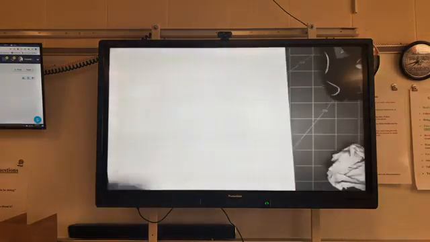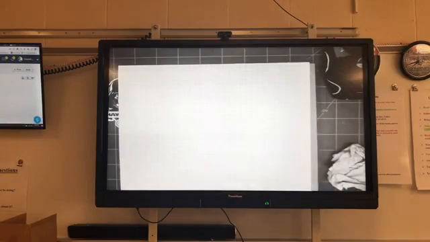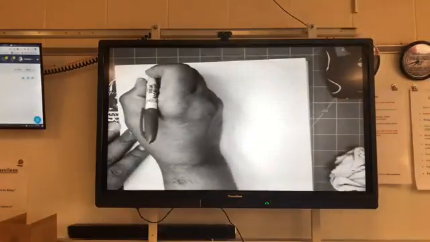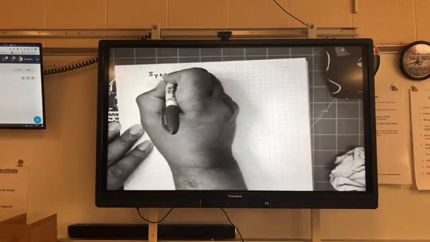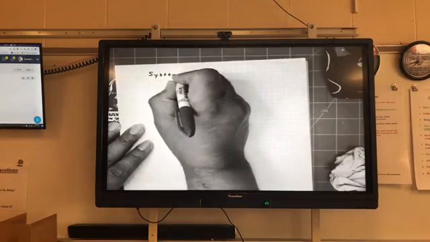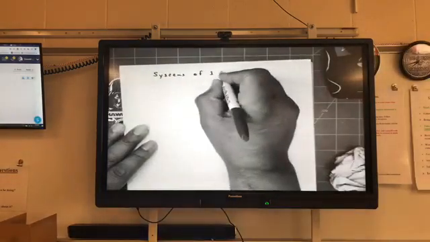Now I want you to take a few notes here before we get started. Yeah, now if you need a composition book, there's some on the table over there. So we're going to talk about systems of 3 linear equations.